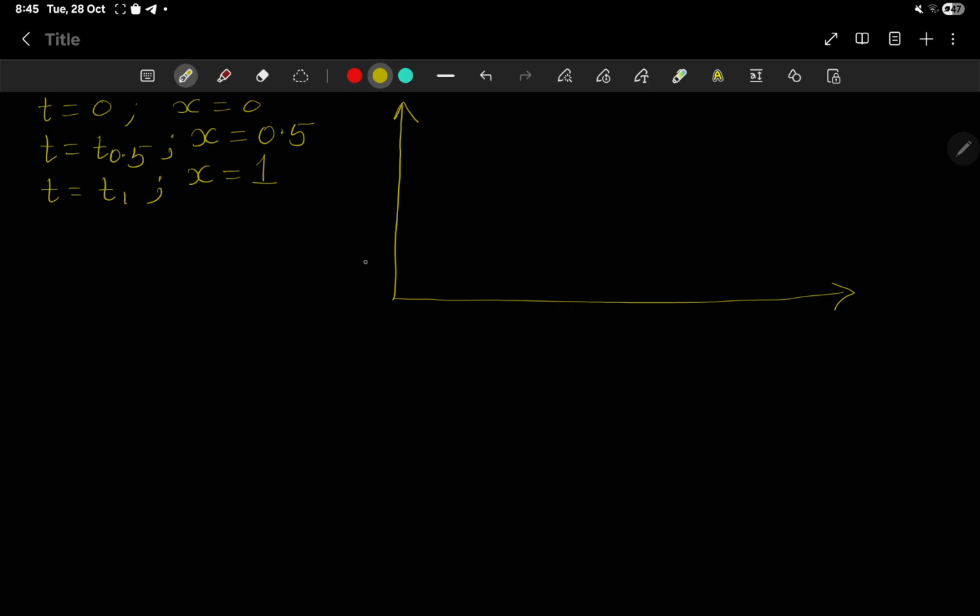Okay, so this is what this is. On the y-axis we have fraction of transformation. On the t-axis we have time. Now can you tell me what is going to happen? Initially, at t equals 0, we will have pure liquid. When we have pure liquid, the x value will be 0.